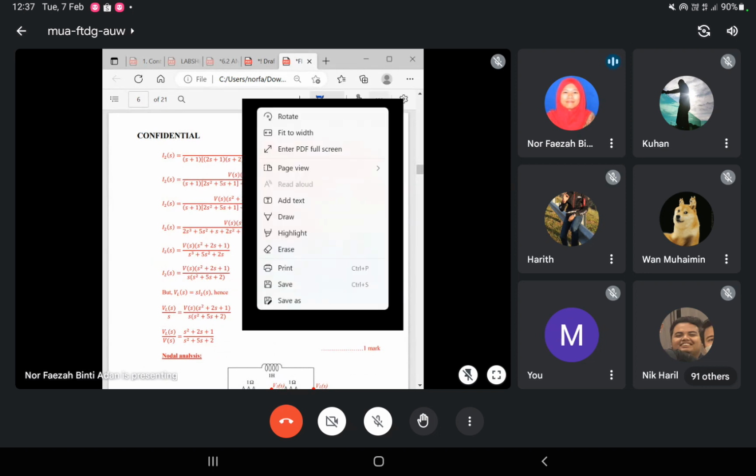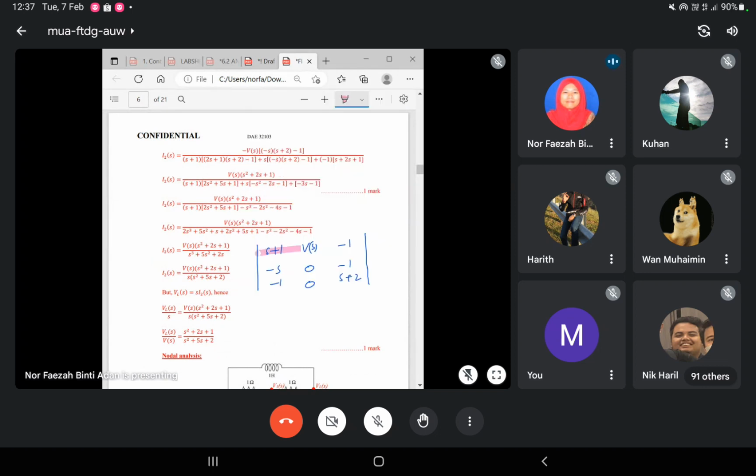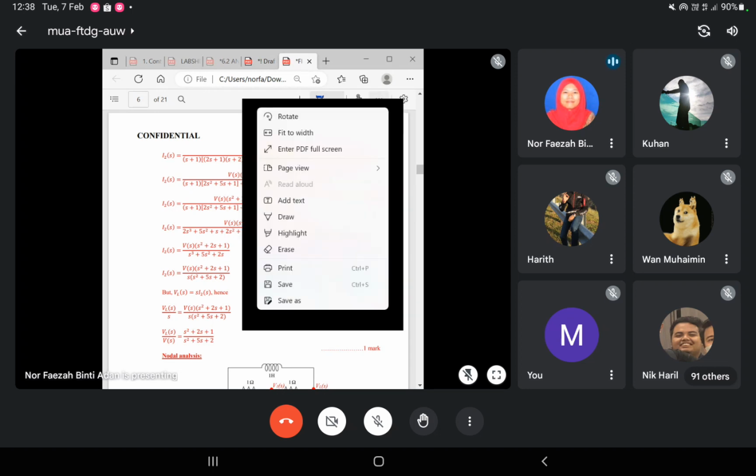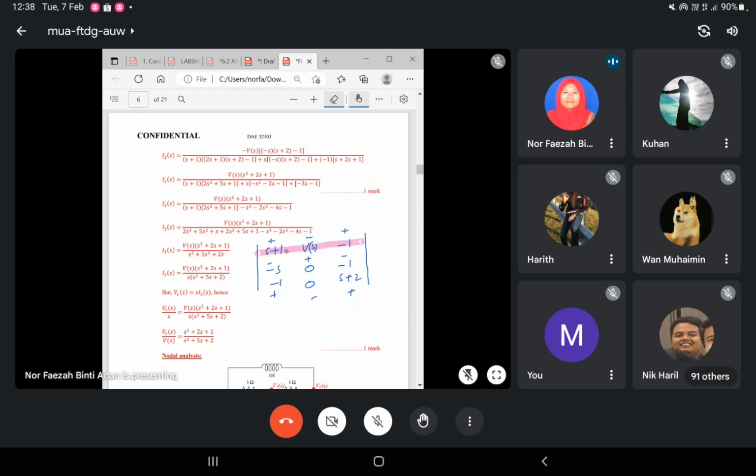Okay, so saya pilih the first row untuk cari determinant. You can choose any row. Yang you kena ingat, dia combination dia positif minus positif. Dia alternate: positif, negatif, positif, negatif, positif, negatif, positif. Itu dia punya sign dia yang belah depan. Saya padam lah, nampak complicated pula gambar ni.